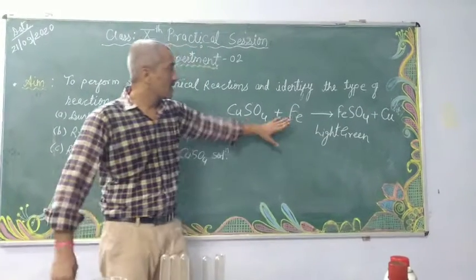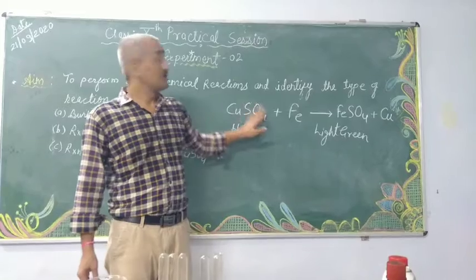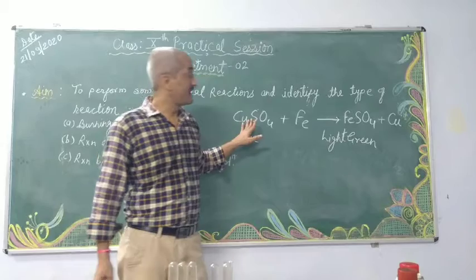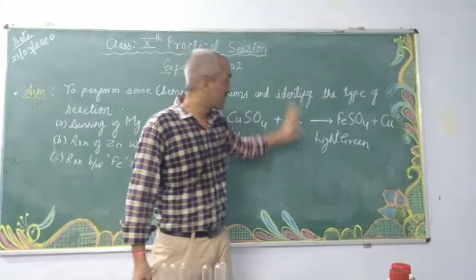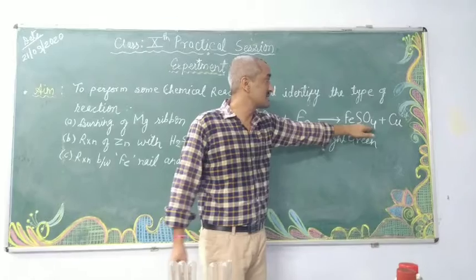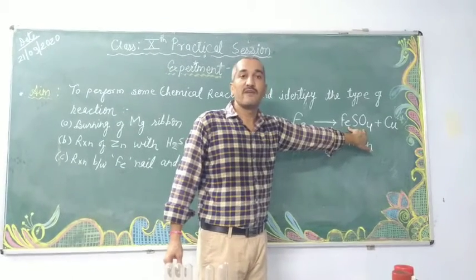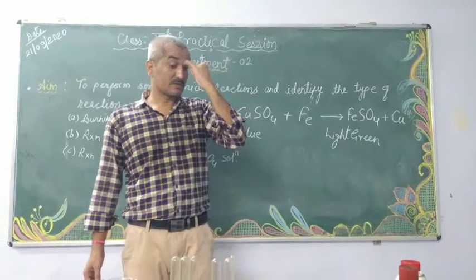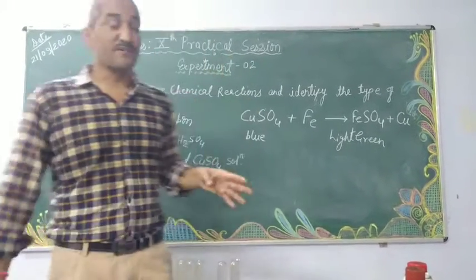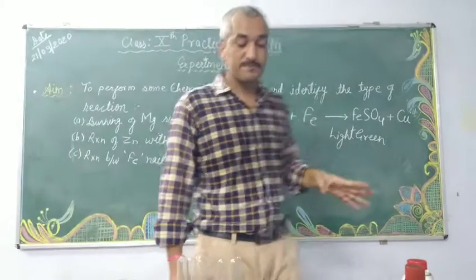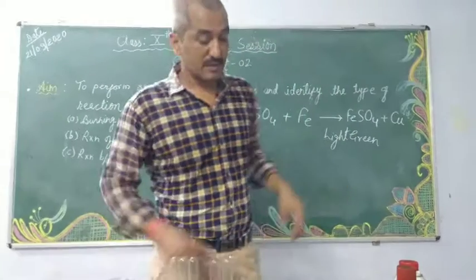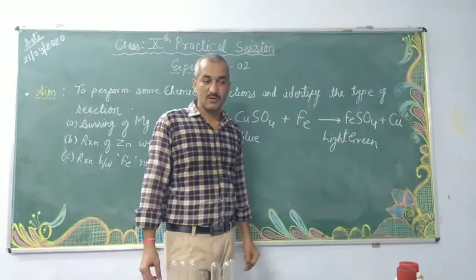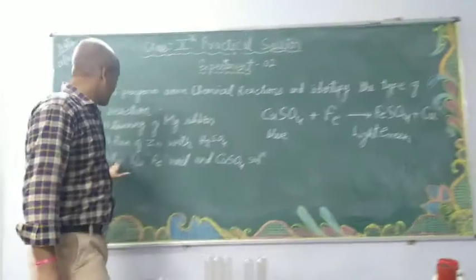because earlier the substance was copper sulfate, which was blue in color, and after this reaction, the solution is now ferrous sulfate, which is light green in color. So the color of the solution turns from blue to light green, and the brown colored copper is deposited over the iron nails.